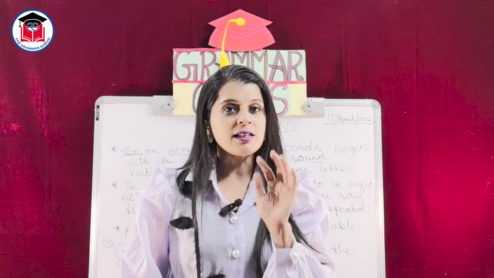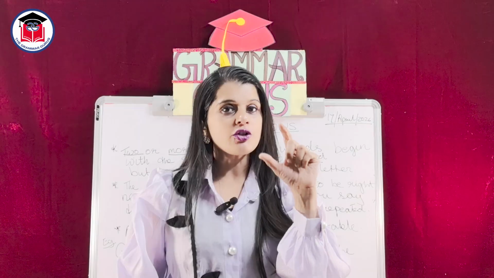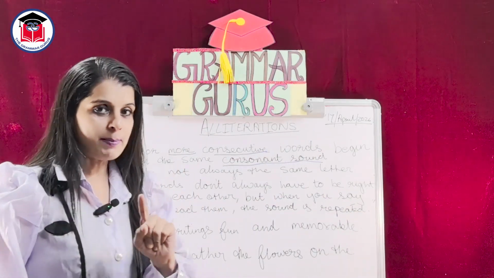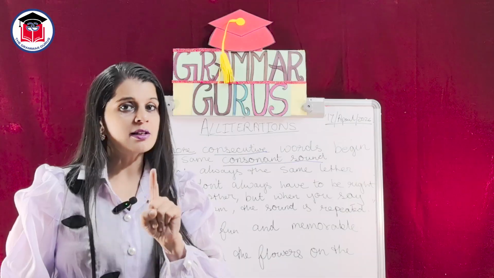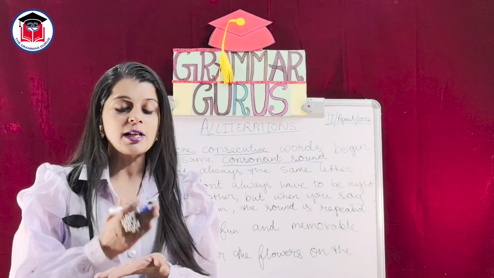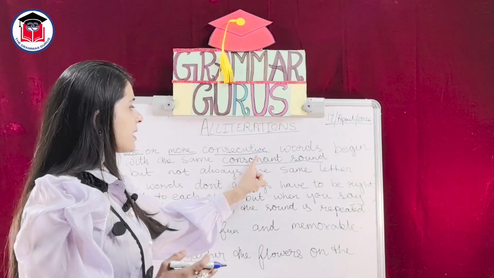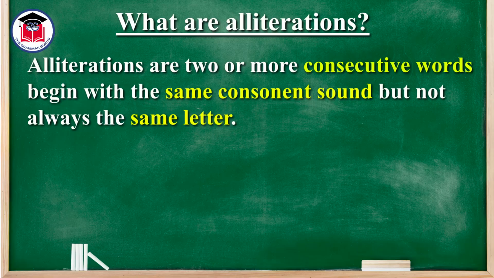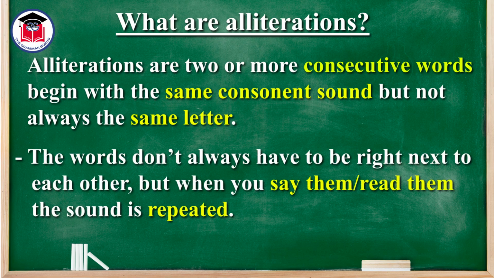Let us first understand what alliteration should include, then I shall relate it with an example. So keep in mind, the first point that you should remember or note down is that alliterations begin with the same consecutive consonant sound. The words don't always have to be right next to each other, but when you read them, they should sound repetitive.